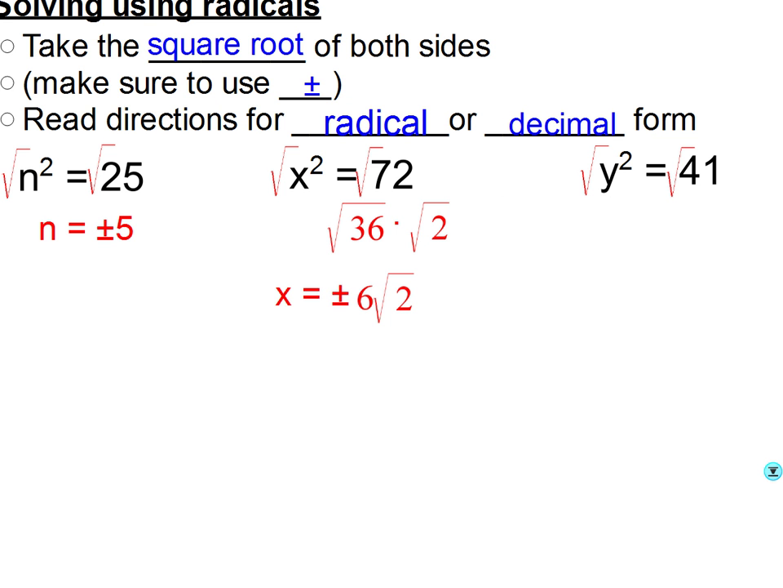So take the square root of both sides, just do that on the calculator. You get n equals plus or minus the square root of 6.4. Remember, that's a rounded answer because the square root of 41 is a really long decimal.